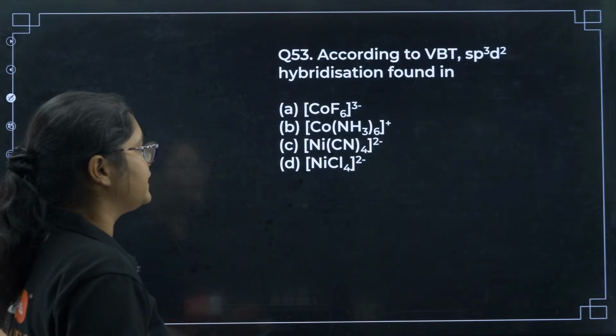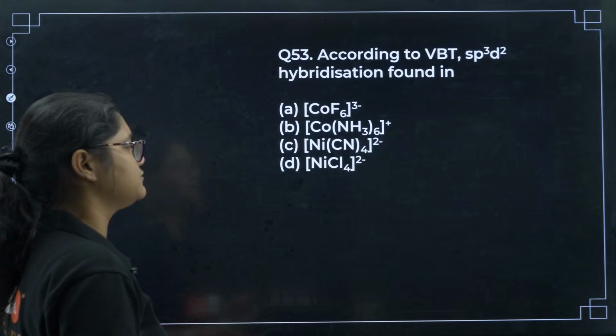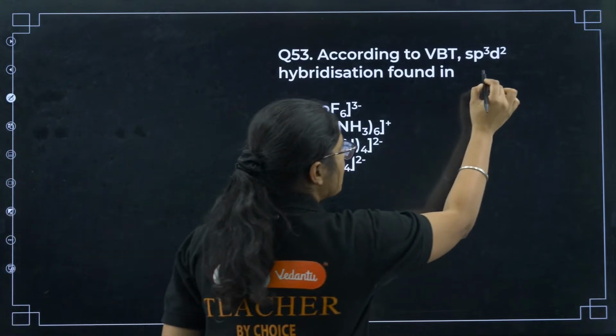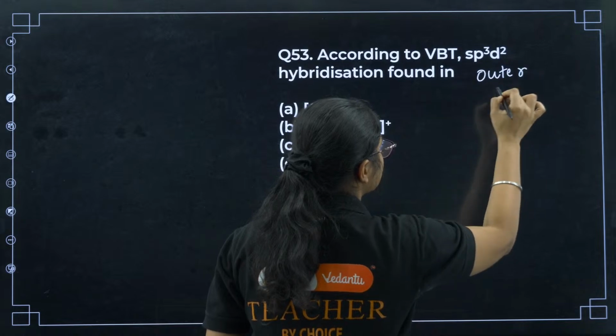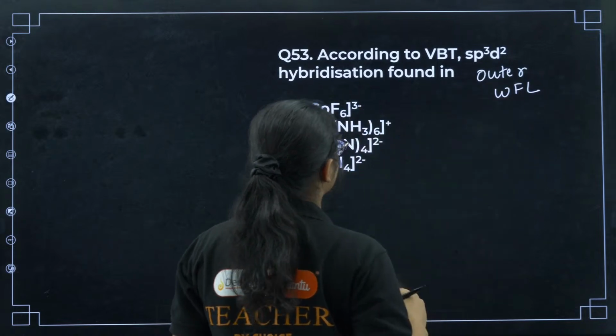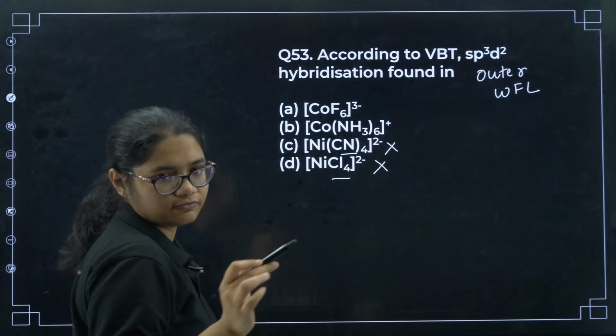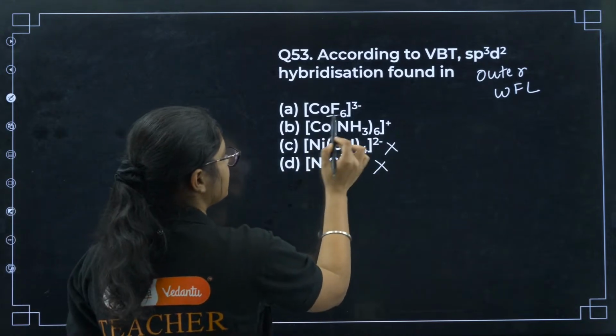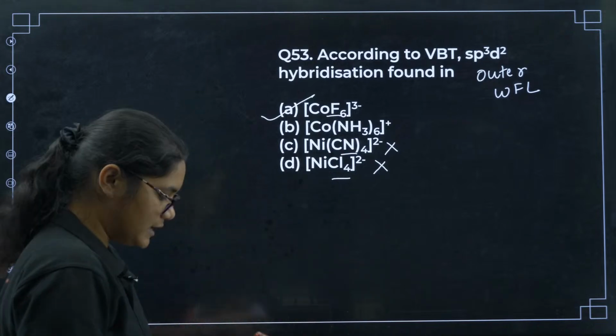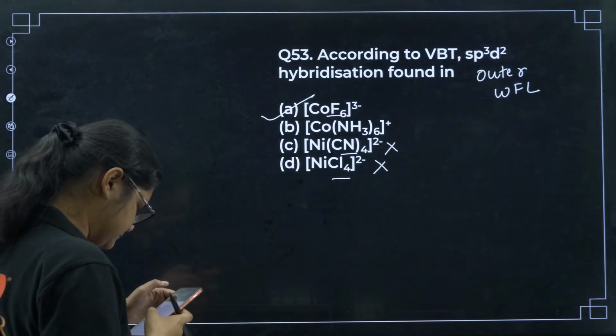According to VBT, sp3d2 hybridization is found in. So you can see this is outer orbital complex. So you will have it in case of weak field ligand. Okay. So here though you cannot find because their coordination number is 4. In coordination number 6, we need weak field ligand. So option number A is the correct answer.